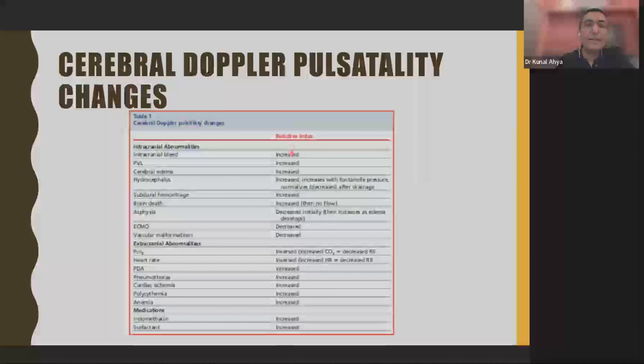Okay. What are the abnormalities? You get a RI that is increased, as I told you, in the raised intracranial pressure, like cerebral edema, intracranial bleed, periventricular leukomalacia, hydrocephalus. Okay. Many other conditions are also there. And in some conditions, it gets decreased, like in asphyxia babies, you get a decreased RI.